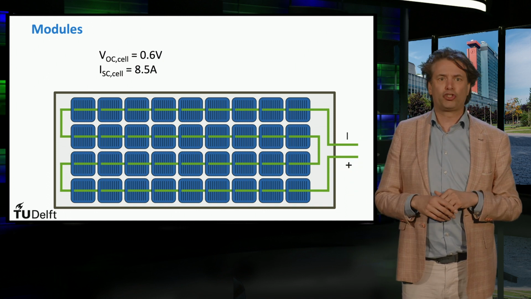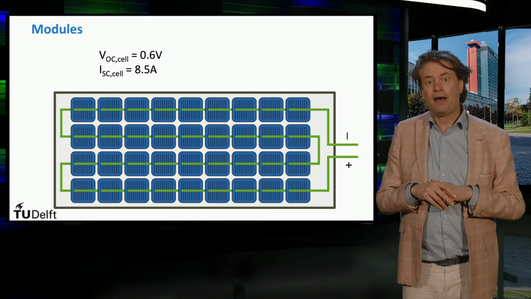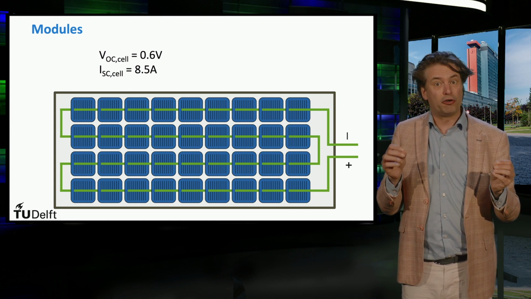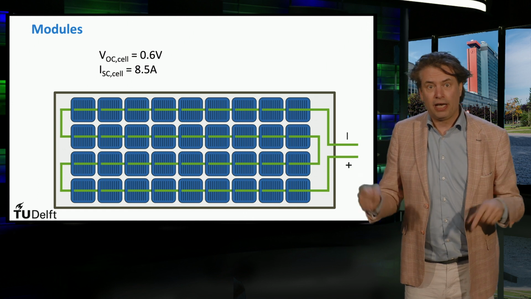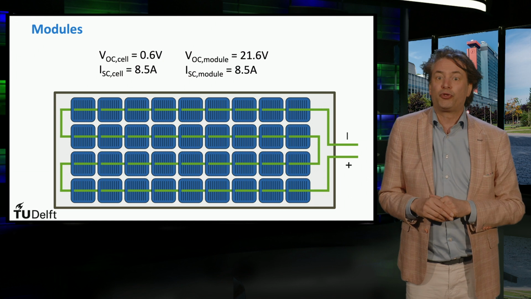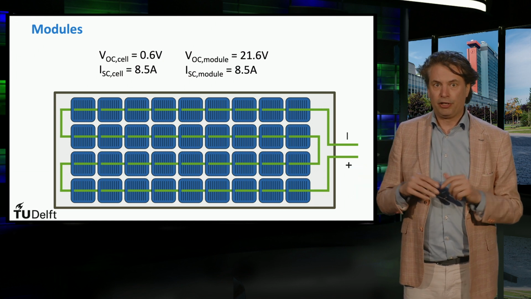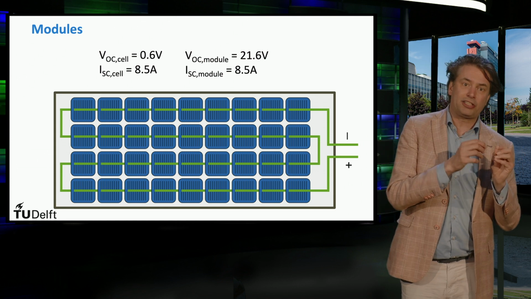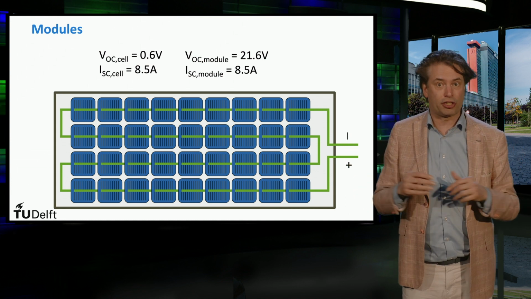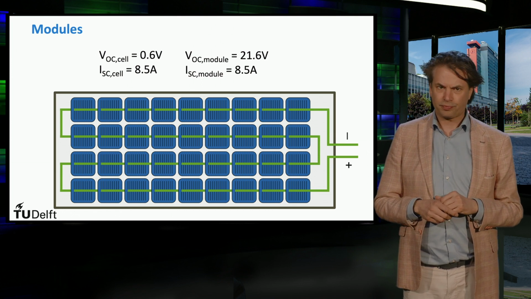If a single junction solar cell would have a short circuit current of 8.5 amps and an open circuit voltage of 0.6 volt, it means that the current output of the module is equal to that of a single solar cell, which is 8.5 amps. The open circuit voltage would be 36 times that of a single junction solar cell, which equals 21.6 volt.